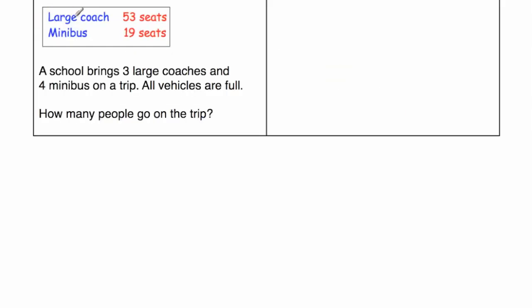So our last question, we've got a large coach is 53 seats and a minibus is 19 seats. We're going to assume that the driver has his own seat, then we don't need to worry about that. A school brings three large coaches and four minibuses on a trip. All vehicles are full. How many people go on the trip? So what we're going to need to do is, well, we know there's three coaches, so we're going to multiply that by three, and we know there's four minibuses, so we're going to multiply that by four, and then we'll add them together. So we're going to do 53 times three.